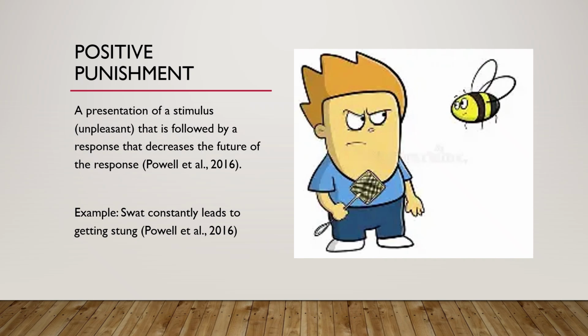Second is positive punishment, a presentation of a stimulus that is unpleasant, that is followed by a response that will decrease the future of the response. For example, consistently swatting a bee will lead to getting stung by that bee.